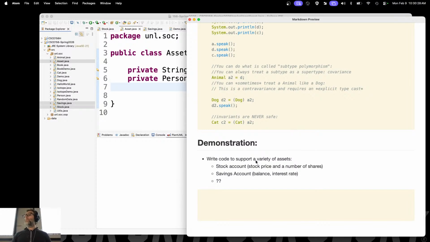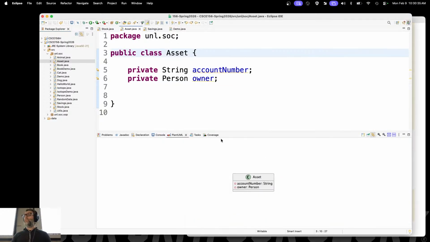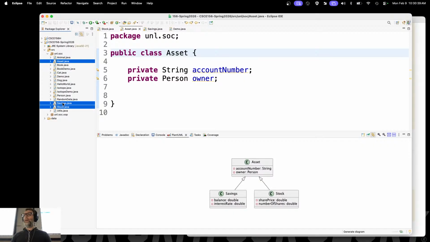So to continue, we were writing the various code to support stock accounts and savings accounts here. And it looks something like this. If I were to highlight all these three things, asset, stock, and savings, then we now have an inheritance hierarchy. Originally, the account number and the owner, which is a person, was located in both of those, and there was no relationship between these classes at all. We took that common functionality, that common state, and we promoted it up to the superclass so that both the subclasses would now receive it through inheritance.